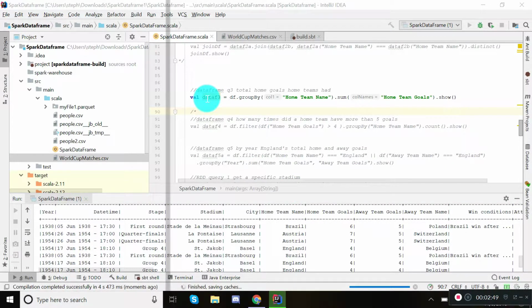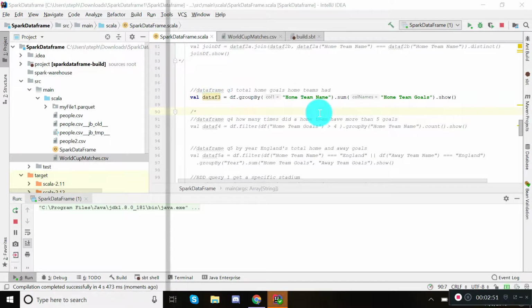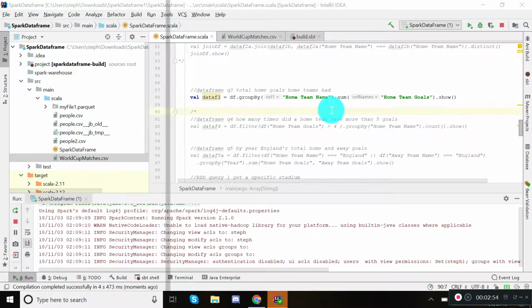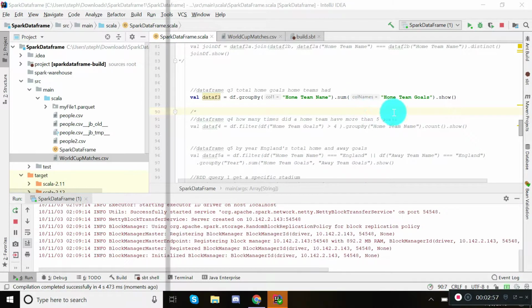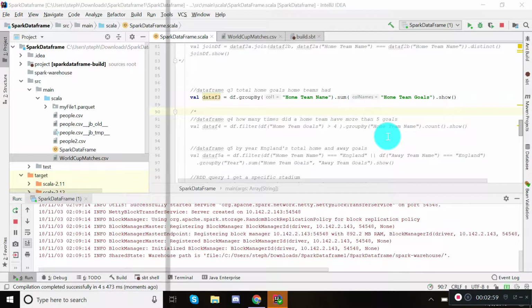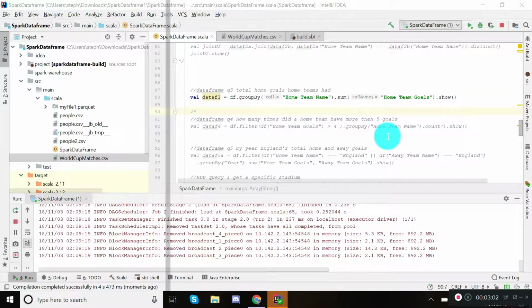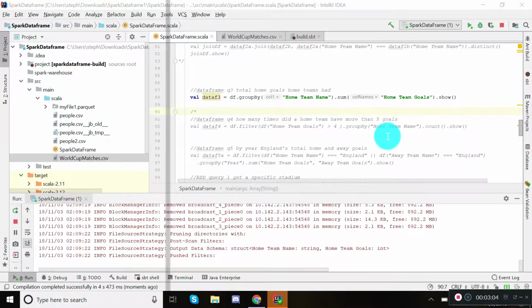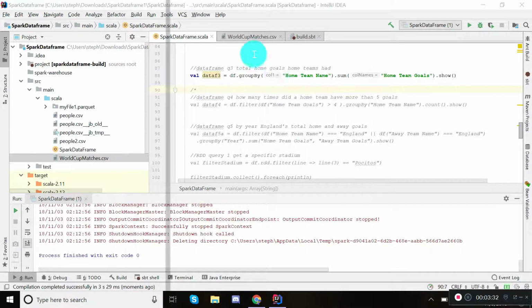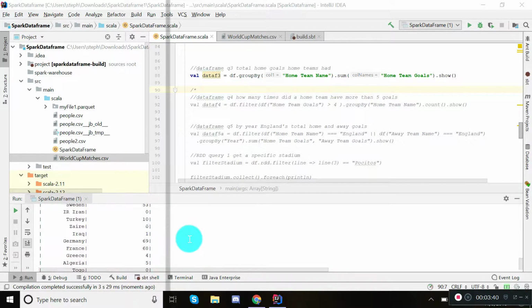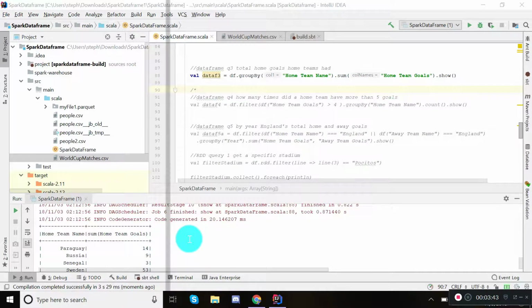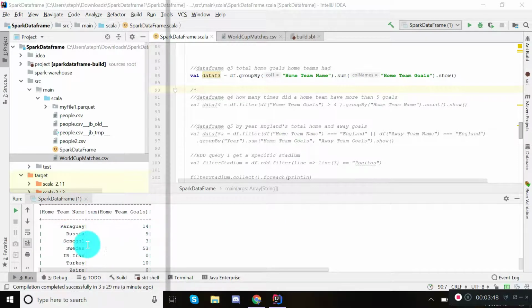Okay, next one is query 3. This one is grouping them by their home team name, and then it's just getting the sum of all their home team goals. So query 3 is the total home goals a home team will have. So that's why we're grouping by the home team name, and then we're summing all their home team goals and then showing it. So as you can see here, home team name, sum of their home team goals, Paraguay, Russia, and so on.